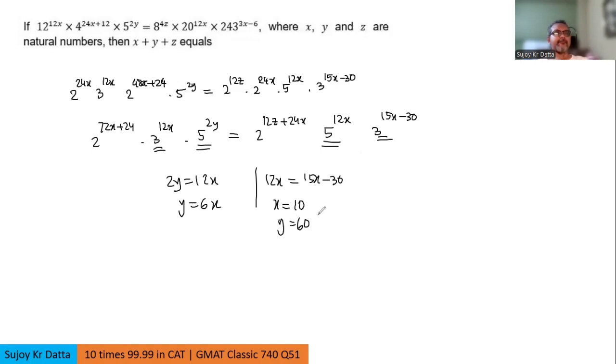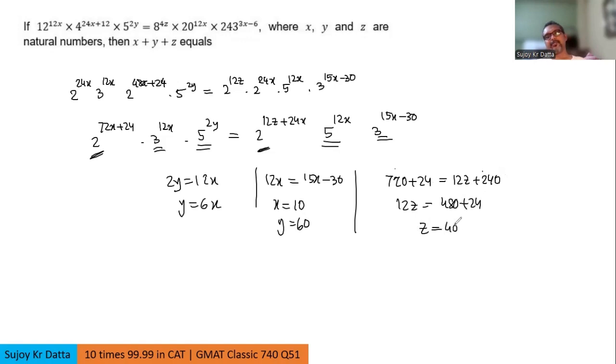Hence y is 60. And finally, from the 2's, if I take the z's, so 72 times x is 720, plus 24, equals 12z plus 24x, so that is 240. So 12z would be 720 minus 240, which is 480, plus 24. So z will be 40 plus 2, so 42. So the sum of x, y, z, that's 70 plus 42, so it is 112. Okay, let's move on.